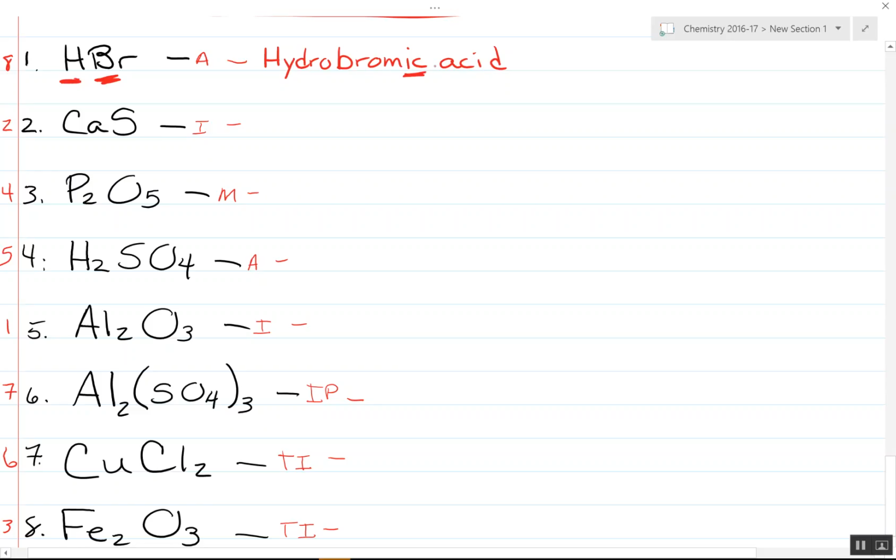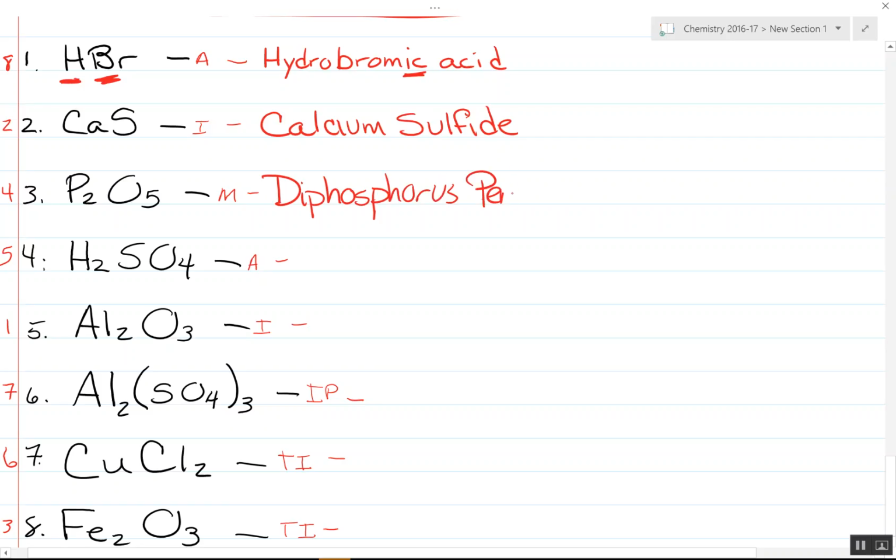Binary ones. Table 2. Five Musketeers. CaS. Calcium sulfide. It's just a plain old binary compound. It's ionic. Table 4. That's Cisco's table. This is molecular. Diphosphorus pentoxide. It's molecular. They're both nonmetals.